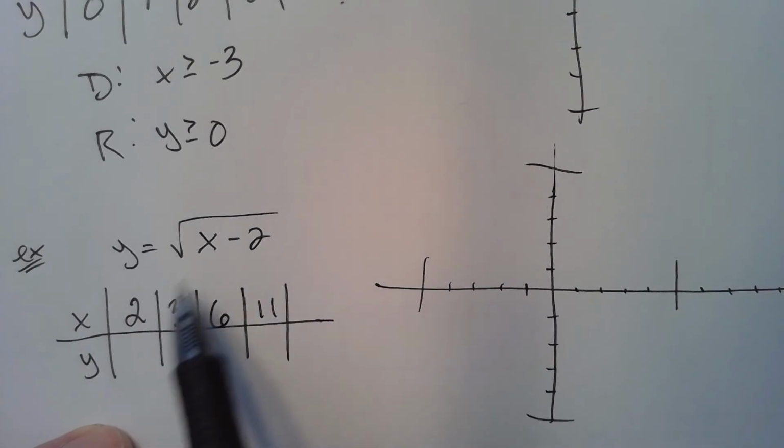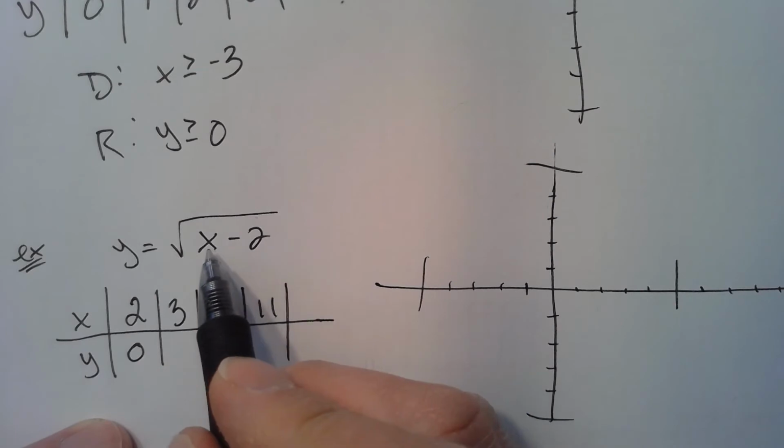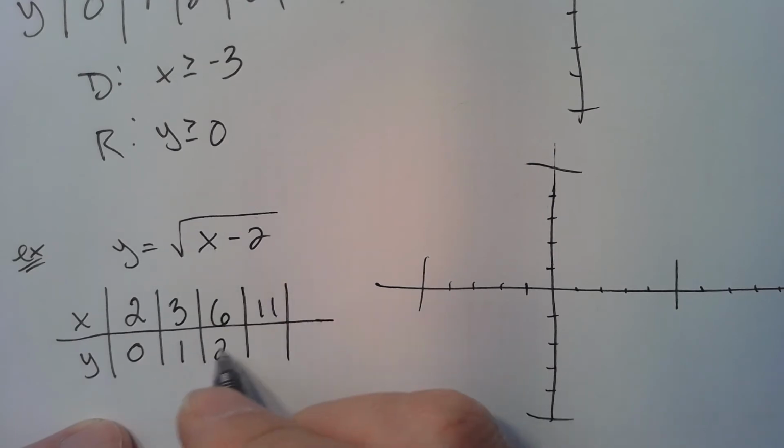If I plug 2 in, square root of 2 minus 2 is 0. Square root of 0 is 0. Square root of 1 is 1. Square root of 4 is 2. Square root of 9 is 3.